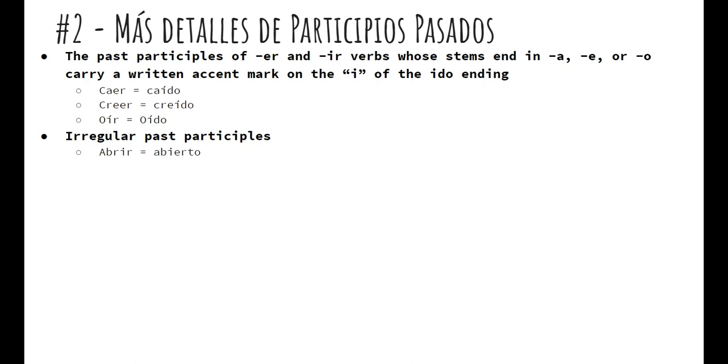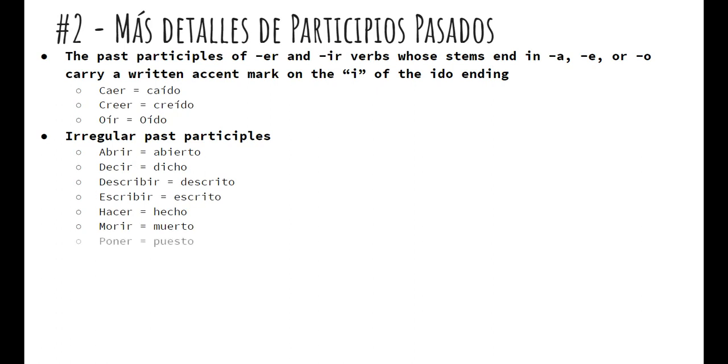So abrir is abierto. Decir is dicho. Describir, you have descrito. Escribir is escrito. Hacer, hecho. Morir, muerto. So morir means to die. Poner, puesto. Ver, visto. Volver, vuelto.